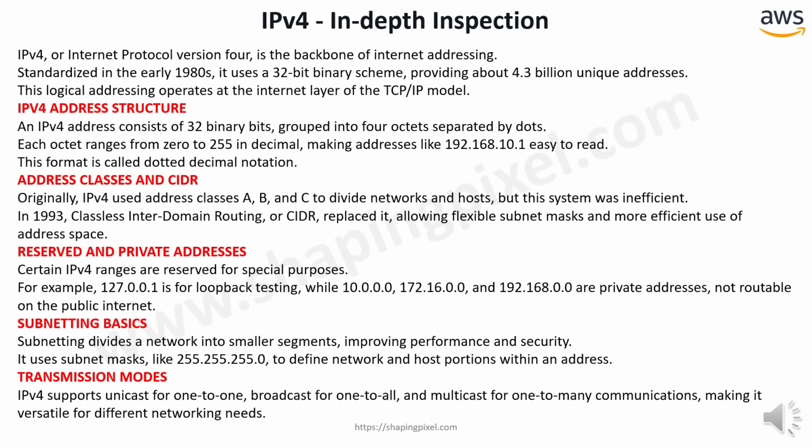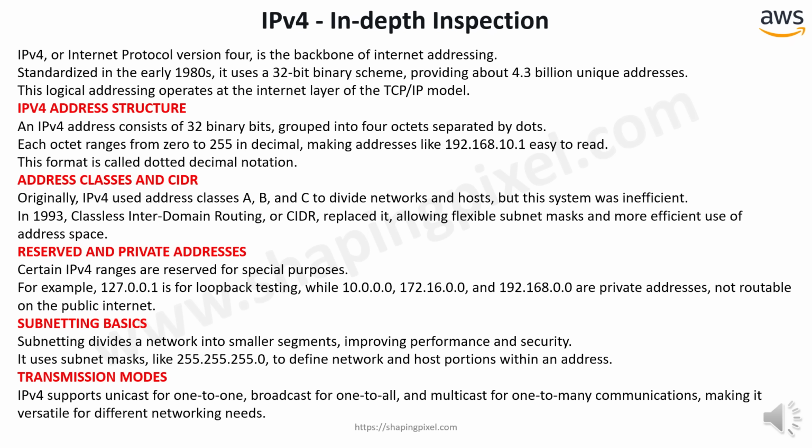Originally, IPv4 used address classes A, B, and C to divide networks and hosts, but this system was inefficient. In 1993, classless interdomain routing, or CIDR, replaced it, allowing flexible subnet masks and more efficient use of address space.